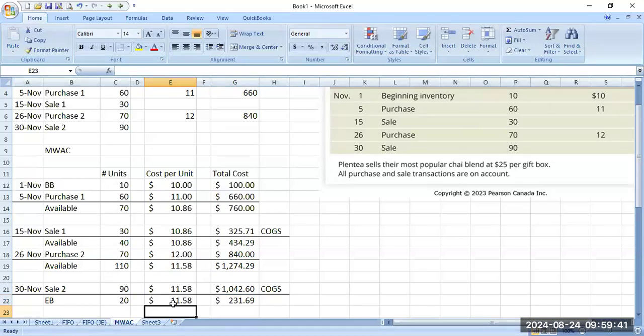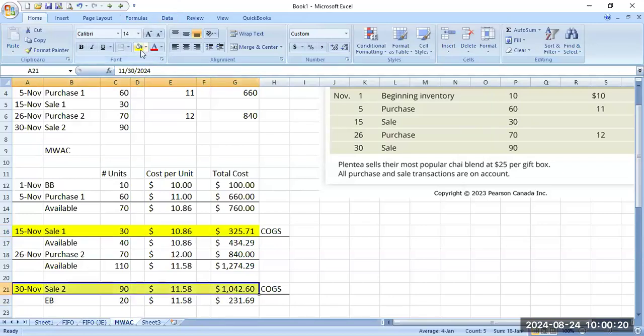So as you can see, the slide said that the ending inventory cost per unit will be the last calculated moving average cost, which was $11.58. And $11.58 becomes the cost of the ending inventory per unit. See how many units you have available, and you're going to come up with the cost of the ending inventory. So that's my first sale. That's my second sale.